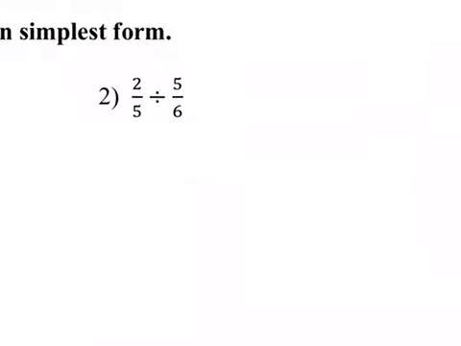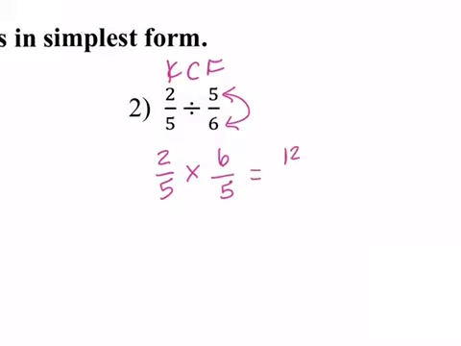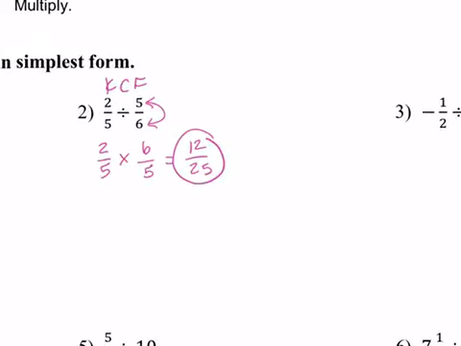Okay, number 2, 2/5 divided by 5/6. So same thing, keep, change, flip. So keep 2/5, change division to multiplication, and flip 5/6. I remember this. Y'all should remember this. This isn't brand new. So then 12 over 25, and we can't reduce that down any further, so that's our final answer.